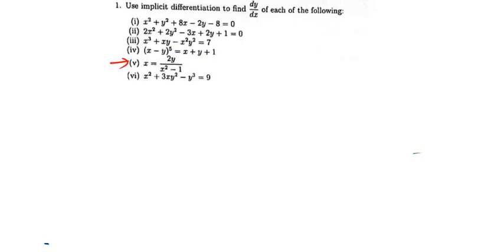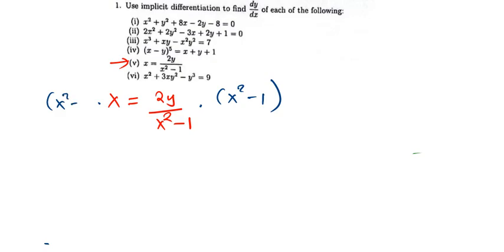Look at number 5. You are free to pause the video and try that interesting question out. So we have x is equal to 2y over x squared minus 1. How do we go about it? I know we are familiar with cross multiplying. I want to use a different language, but actually do the same thing. So multiply both sides by the denominator, x squared minus 1.